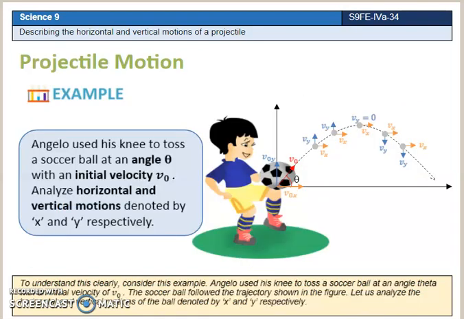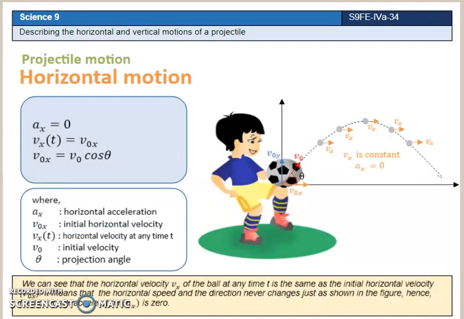To understand this clearly, consider this example. Angelo used his knee to toss a soccer ball at an angle theta with an initial velocity of v naught. The soccer ball followed the trajectory shown in the figure. Let us analyze the horizontal and vertical motions of the ball denoted by x and y, respectively. We can see that the horizontal velocity of the ball at any time t is the same as the initial horizontal velocity. It means that the horizontal speed and the direction never change, just as shown in the figure, hence the horizontal acceleration is zero.